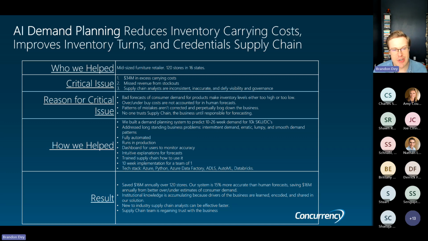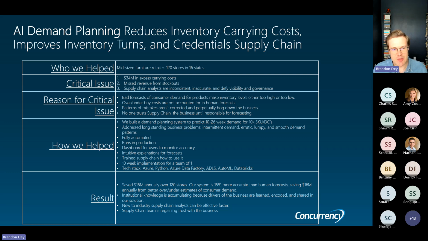So we built a demand planning system that predicted essentially 10 to 20 week demand horizons for about 10,000 SKU and distribution center combinations. And we addressed in that system very long-standing business problems that they experienced, and I'll dive into later in the talk. Basically what's called intermittent demand, erratic, lumpy, and then smooth demand patterns. I'll get into specifics on what each of those are and why they're important to address, but essentially we helped address each of those demand patterns in a fully automated in-production system that had dashboards for their analysts to evaluate historic performance and place orders more favorably.